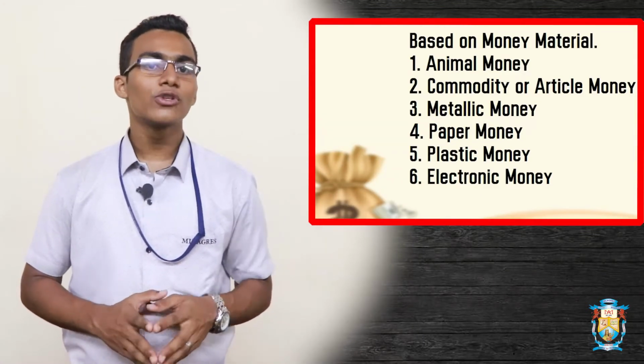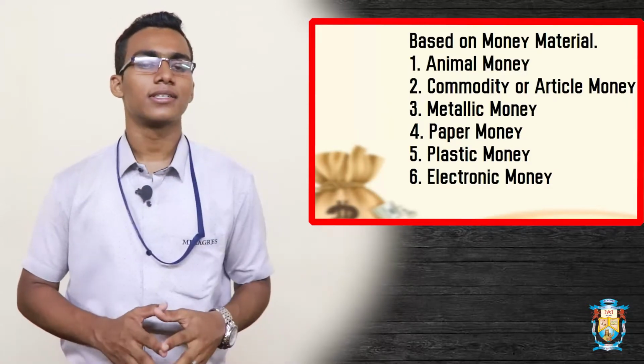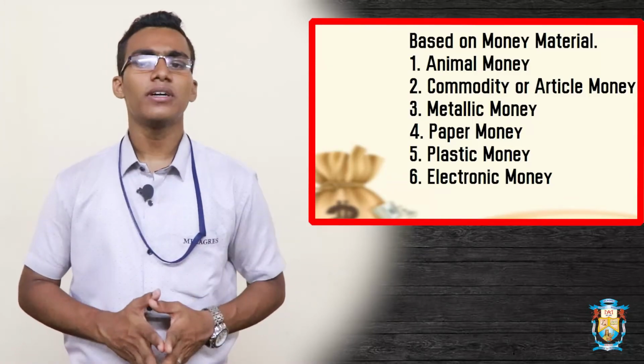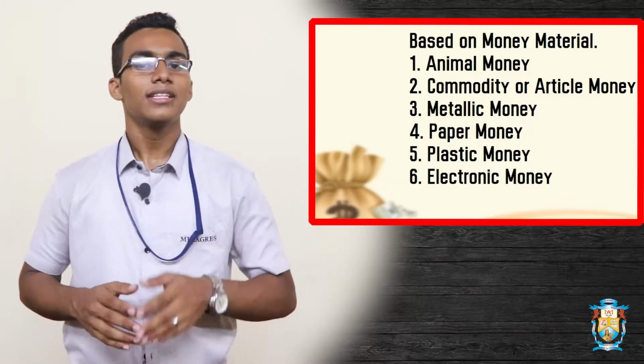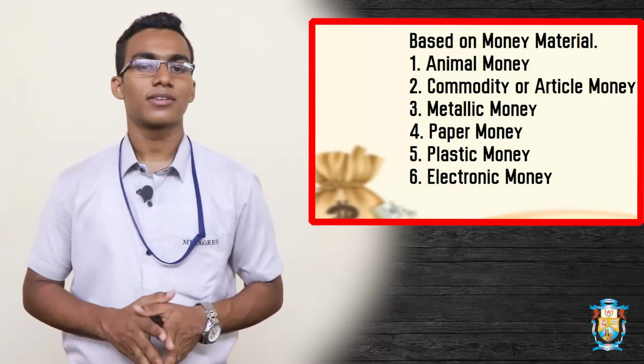Countries started to produce money using gold, silver, bronze in the form of small coins. Fourth one, the paper money. Money made of paper is known as paper money. The central government of our country produces paper money to the reserve banks.